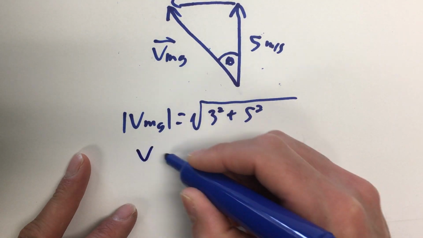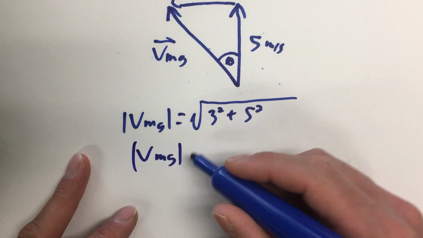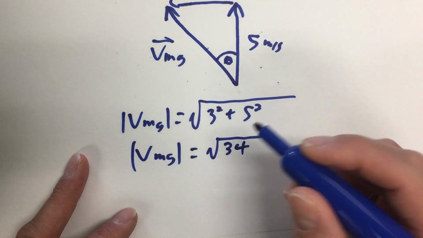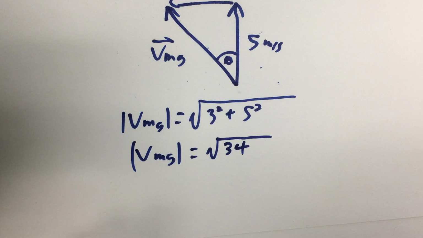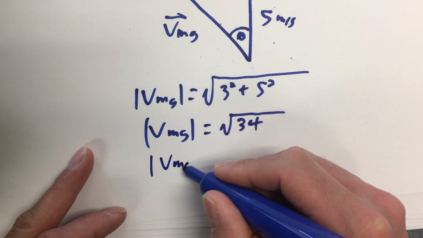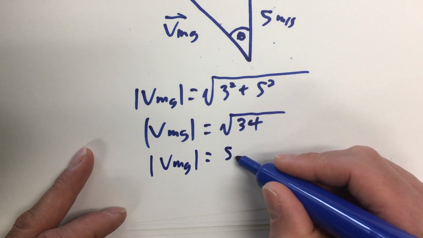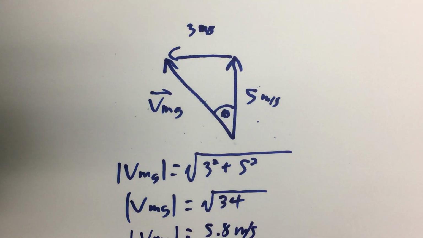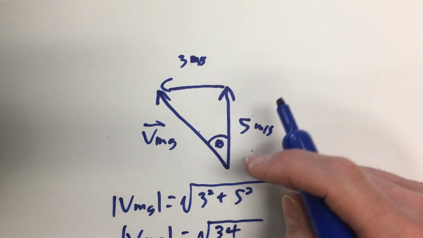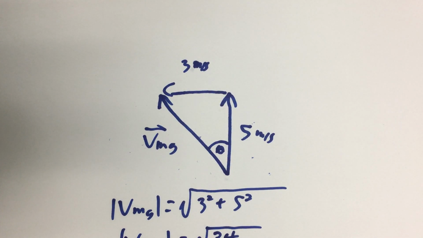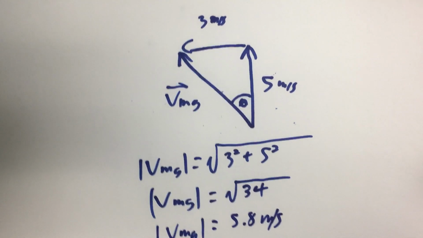So the velocity of the man with respect to the ground's magnitude is the square root of 9 plus 25, that's 34. And the square root of 34 is 5.8. So the velocity of the man with respect to the ground's magnitude is 5.8 meters per second. And it's kind of northwest, but it's not exactly northwest because the magnitude of the north component is greater than the magnitude of the west component. So we need to do a little bit of trigonometry here.